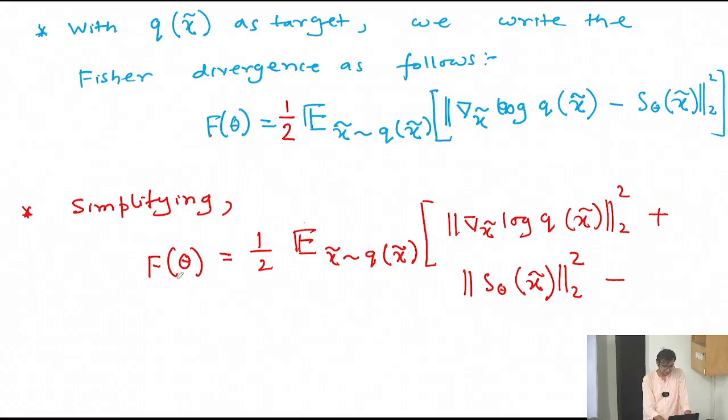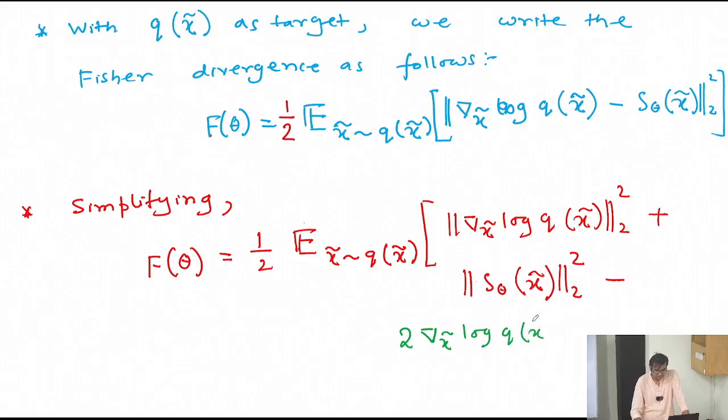So the last term, tell me, twice gradient of x tilde log q x tilde, transpose of the whole thing, multiplied by s theta x tilde. Okay.